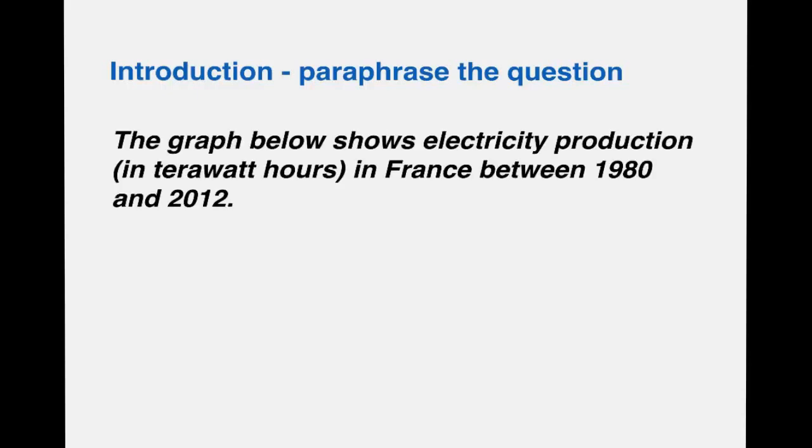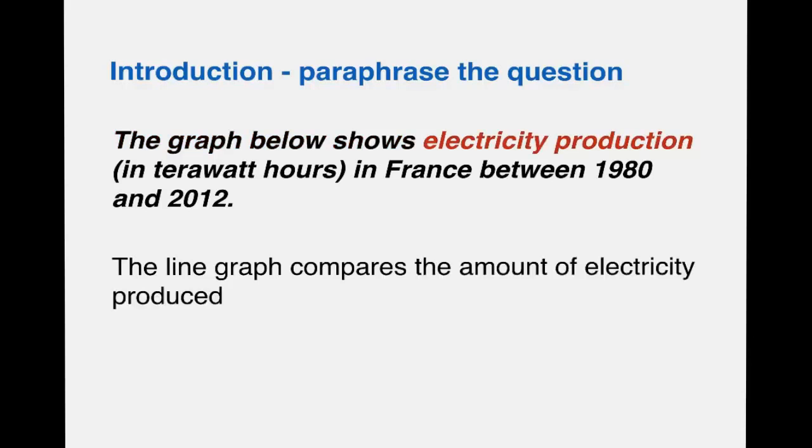So the main thing to look at is the question statement here. The graph below shows electricity production in terawatt hours in France between 1980 and 2012, and we're going to just try and change a few words in there. We start with the graph below shows, and we can change that to the line graph compares. Then electricity production, we can change that to the amount of electricity produced.